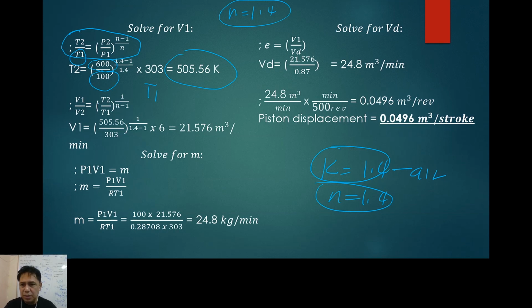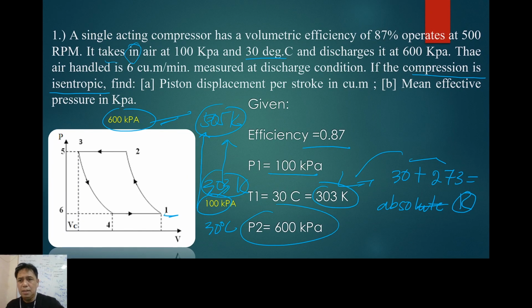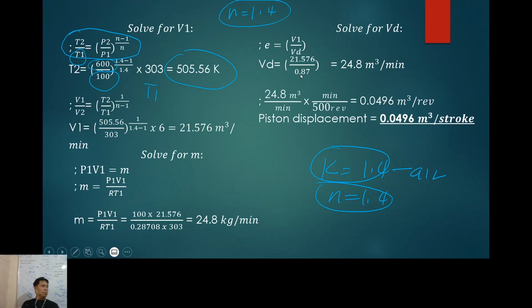So once we know the temperature too, we have another relation, this one, yeah? V1 over V2 equals T2 over T1 raised to 1 over N minus 1. So these are the formulas for isentropic compression. All we have to do is to get the missing values. Why? Because volume at 1, we don't know. What is given is the data at the discharge, right? The flow rate, 6 cubic meter per minute at discharge, meaning at point 2. But we have to know the parameters at point 1, so all we have to do is to substitute, no?